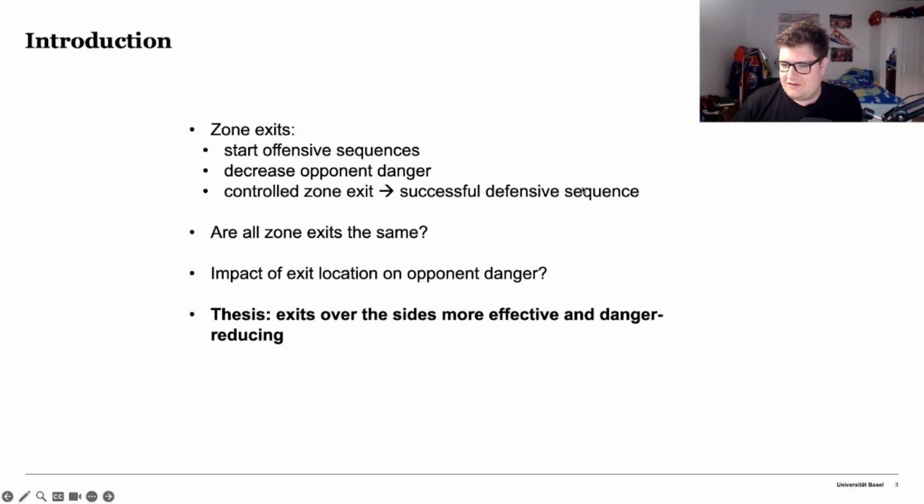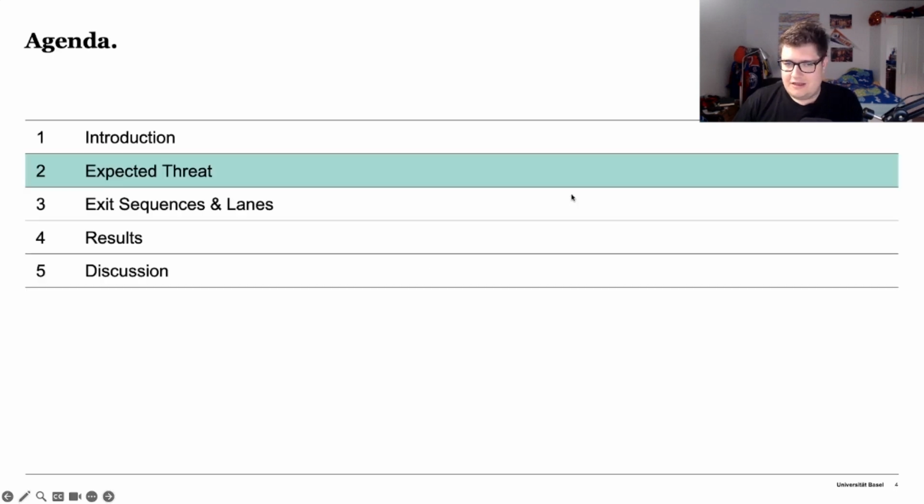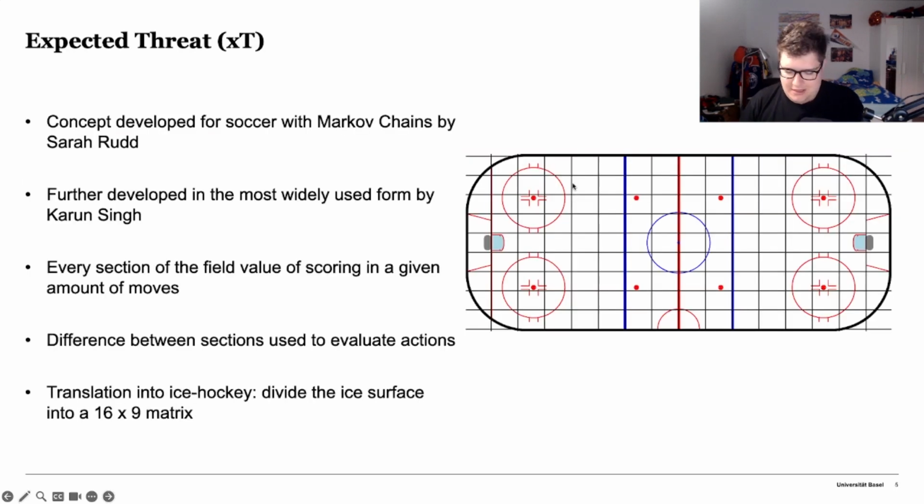And is there an impact of the exit location on the opponent danger? Because my personal observation was zone exits over the sides are more effective in danger reducing than zone exits through the middle. Is that really true? That's what I wanted to look at in this project, and I used the concept of expected threat that is based on Sarah Rudd's research on evaluating actions in soccer with Markov chains, and was formalized into the form we know today and mostly use today as expected threat, or xT, by Karun Singh.